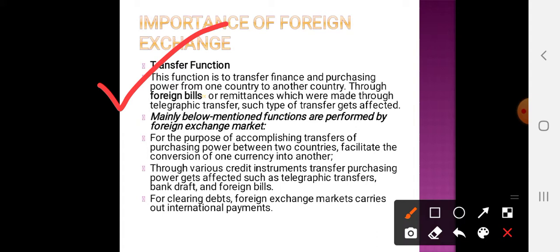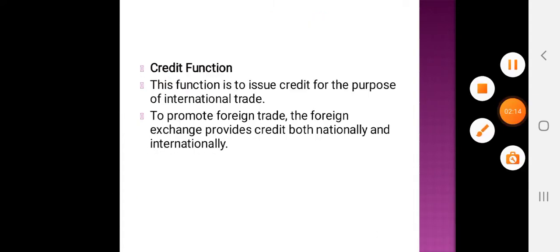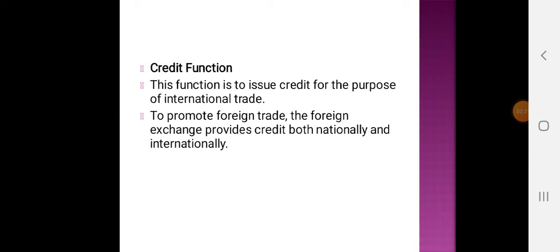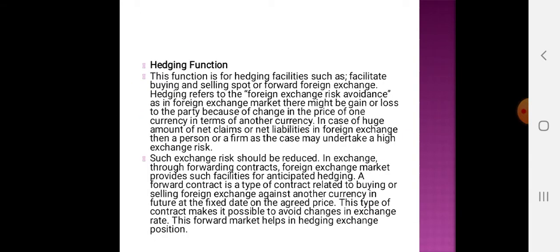It's not always that everybody is aware of the currency exchange rate. Not everybody is aware of it, so the foreign exchange market does that work. They are aware of any updates related to changes in the exchange rate, and they convert the money. Next, it also includes a credit function. The foreign exchange market helps other countries by providing different kinds of loans to countries which are involved in international trade.